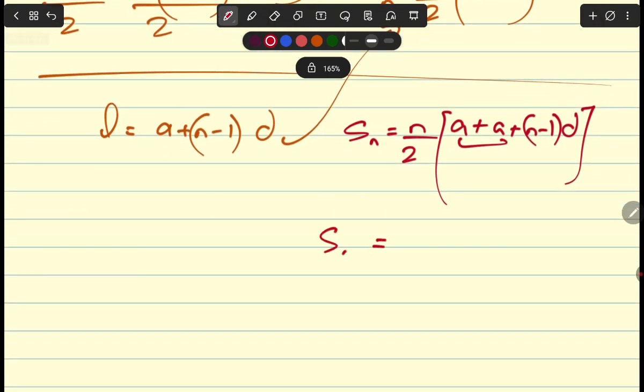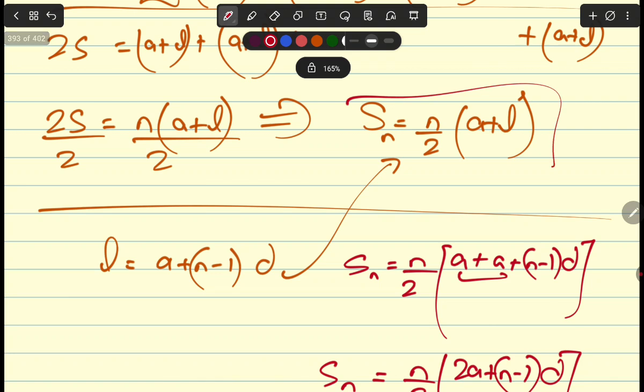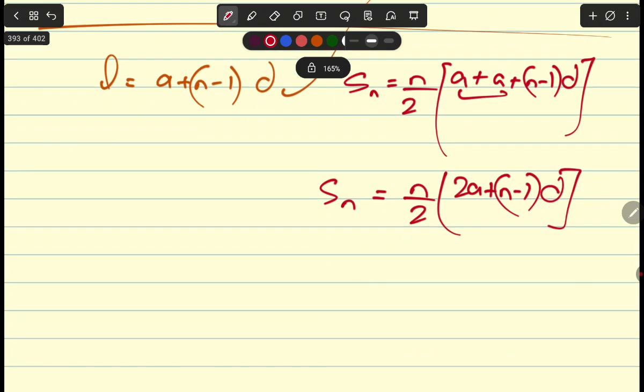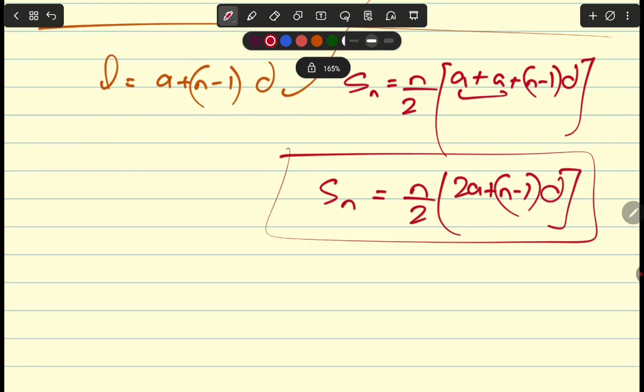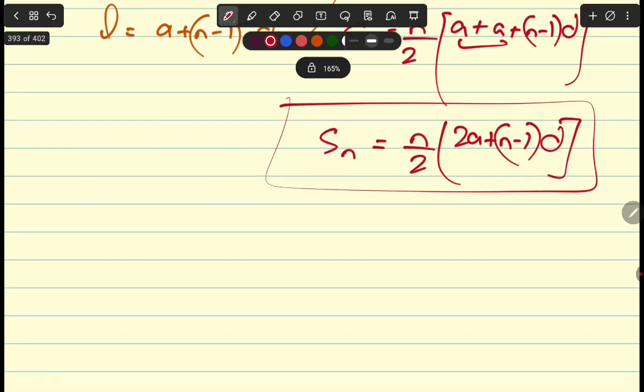So the formula becomes n upon 2 times (2A plus (n minus 1) into D). That's it. So now we have two formulas. One is in terms of the last term. The other is in terms of the number of terms, that is n. One when we know the last term, and the one when we don't know the last term.